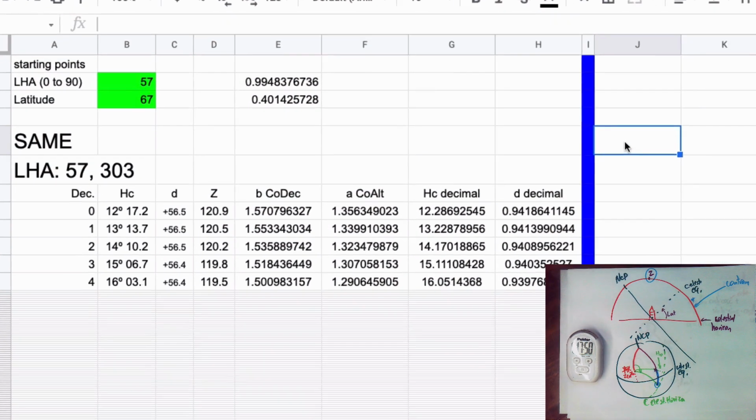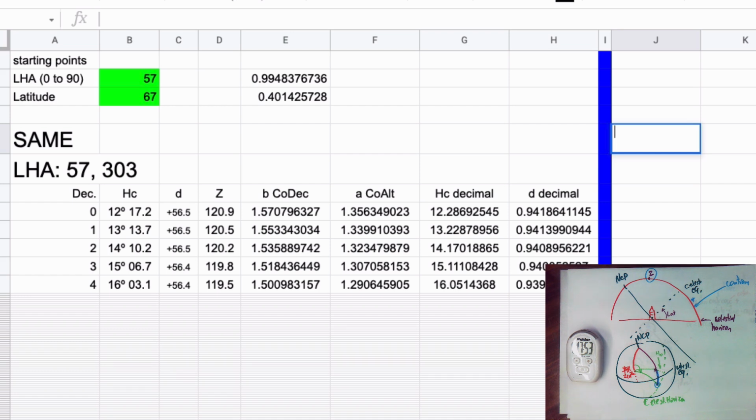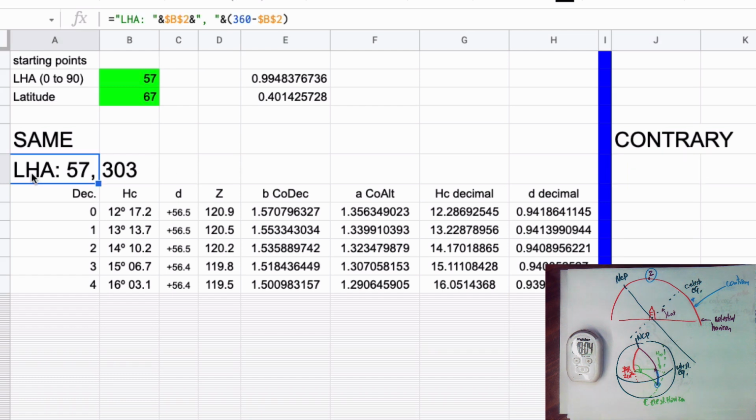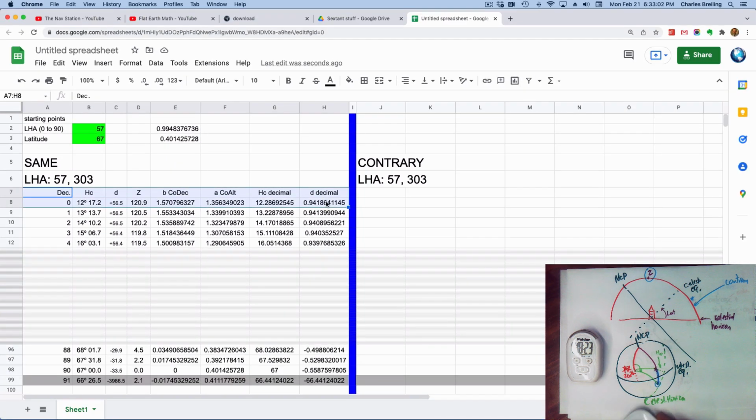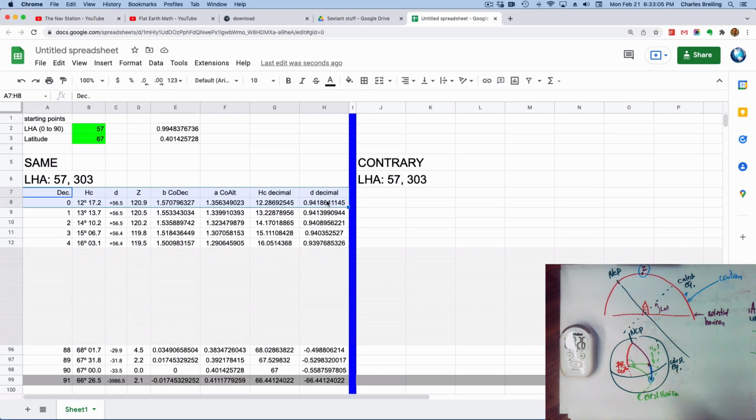So the first thing we want to do is type in, this is going to be contrary. And I should make that the same font as the other one. Now it's the same local hour angle, so I'm just going to copy this and paste it. And the nice thing is that we used the absolute formula references. We used the $B$2 absolute reference. Now here's the cool thing. We are going to literally copy this entire spreadsheet, because basically the formula is the same. We're going to make exactly one change.